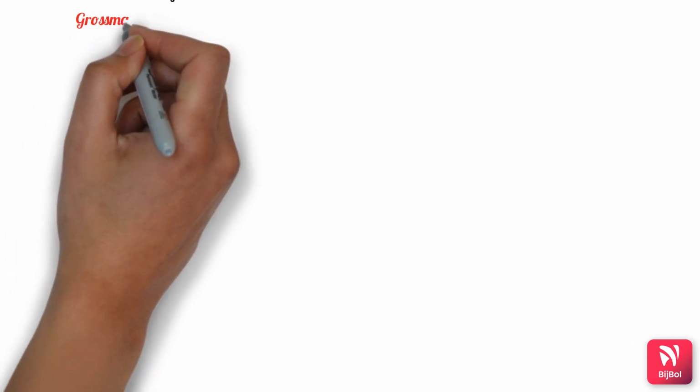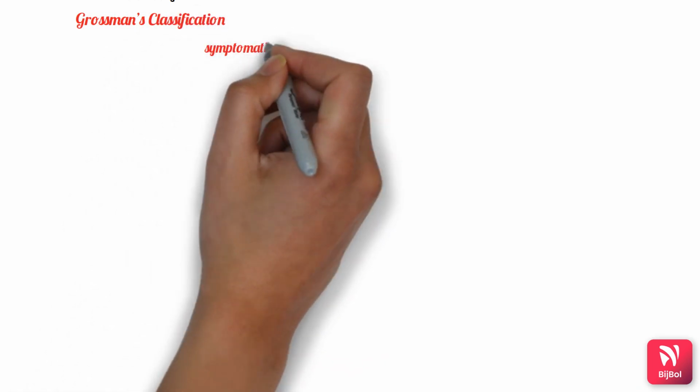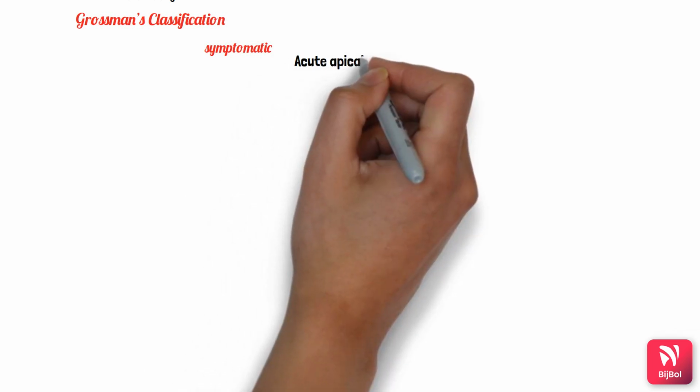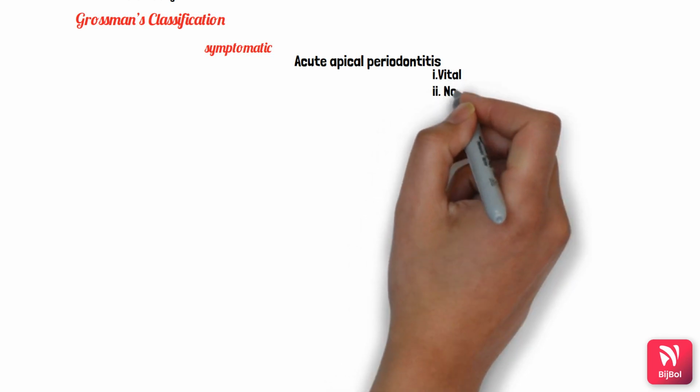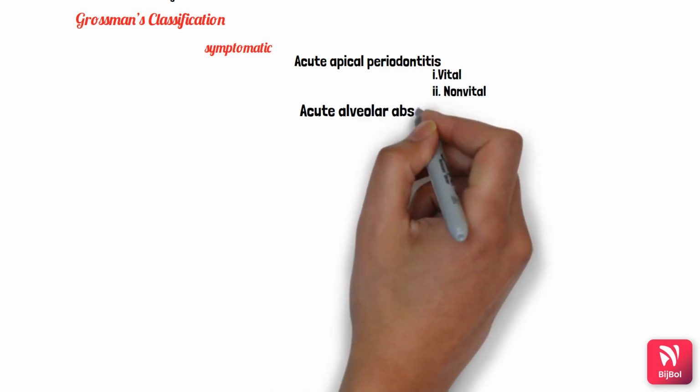If you see Grossman's classification, the symptomatic periradicular diseases are symptomatic apical periodontitis, which may be vital or non-vital, the acute alveolar abscess and the phoenix abscess.